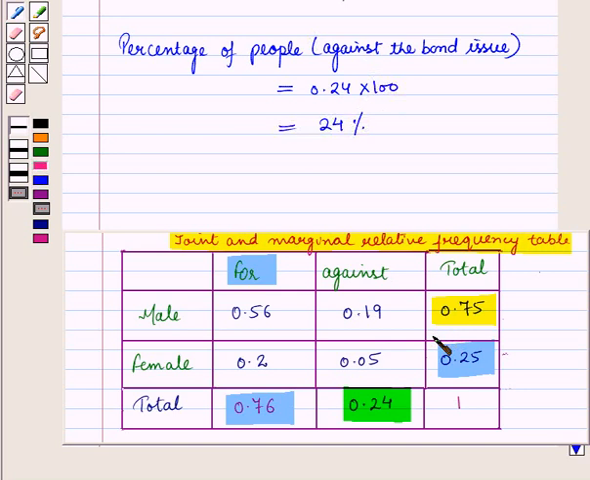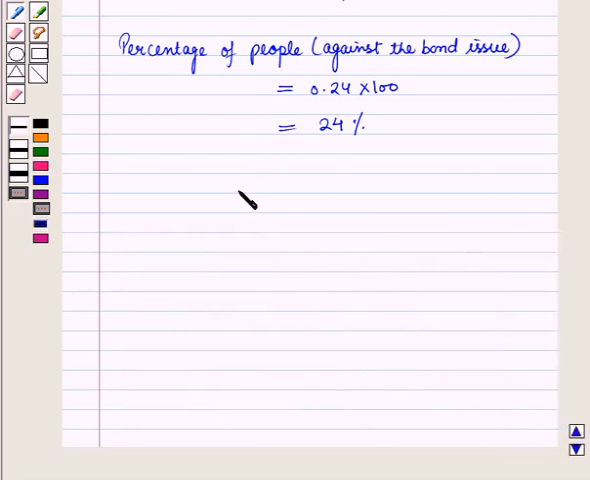So percentage of males in the survey is equal to 75%. Percentage of females in this survey is 25%. Then percentage of people for the bond issue is 76%, and percentage of people against the bond issue is 24%. So this is the solution of the given question.